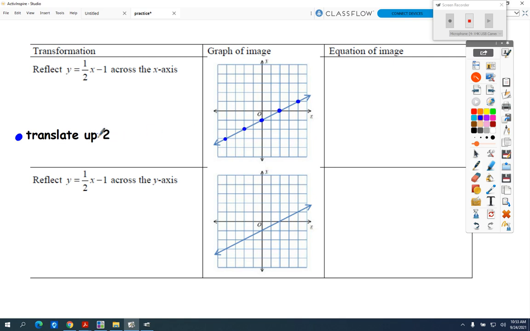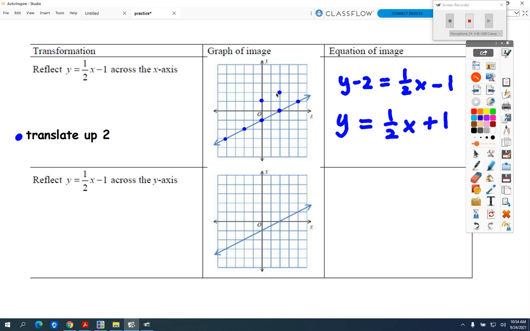So for this one, translating up 2 meant that you should have made the y actually y minus 2. So I would have done y minus 2 equals 1/2 x minus 1, and then I'm going to go ahead and move the -2 over by adding 2 on both sides, and that leaves me with y equals 1/2 x plus 1, and that would have been after a translation up 2. And by the way, if you draw this, up 1 over 2, you're going to see that not only is it parallel, but every point went up 2.